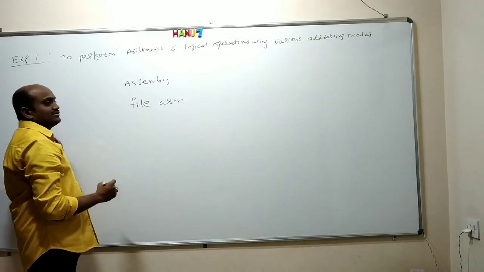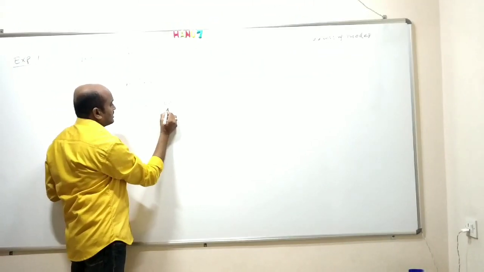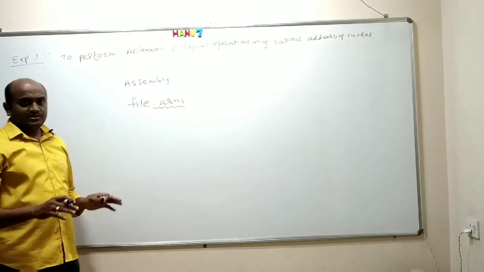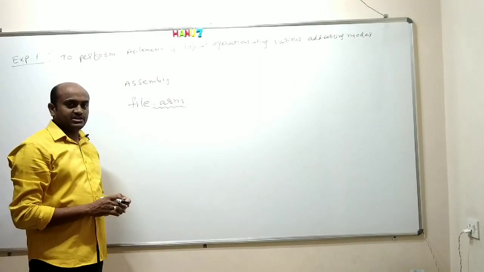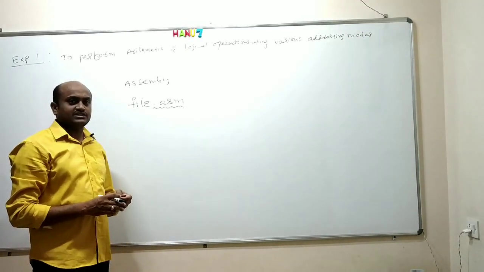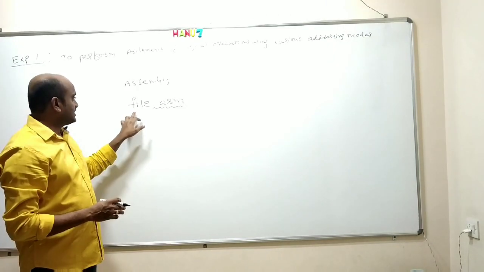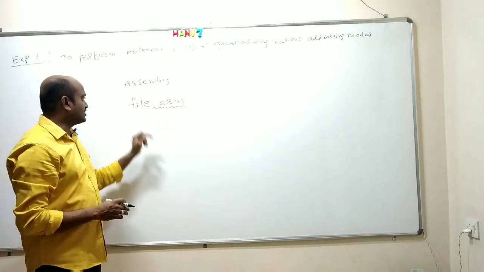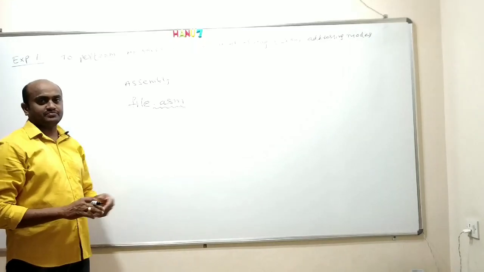What I mean is that the file looks like this: it will take the extension .asm. If I write a normal file with extension .txt, it becomes a text file. .docx or .doc becomes a Word document. .xlsx becomes an Excel sheet. Like that, an assembly level language program will take the extension .asm. So I am writing a program in assembly level language, which is file.asm.